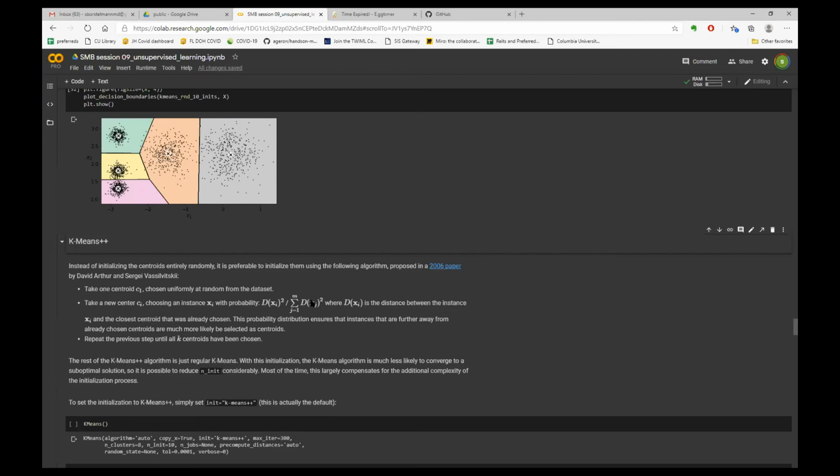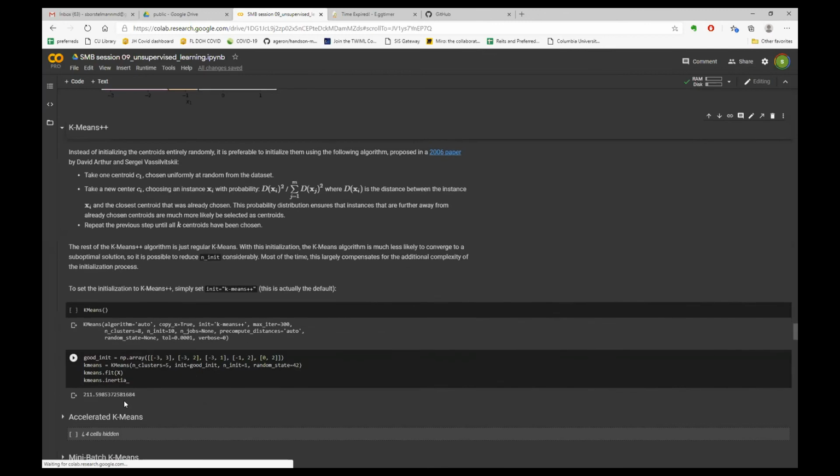I mean, not as critical for us these days unless you're doing really large data sets, but once upon a time, this I think was pretty important. So to set the initialization to k-means++, simply set init equal to k-means++, and that's actually the default. So you can see here, if we just run it by itself, init equals k-means++, 300 iterations, n_init is 10.